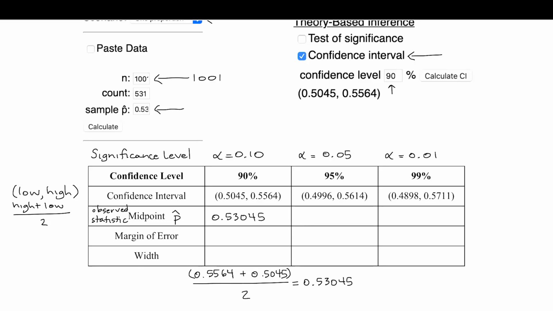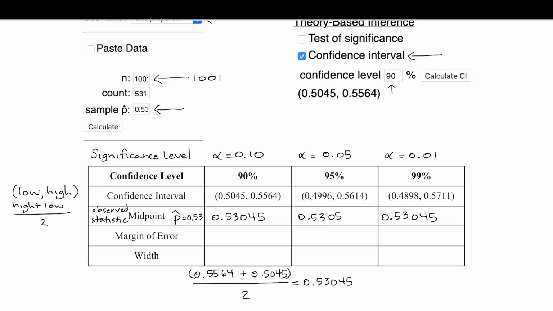Then again, you should pause the video, find the midpoint for each of the other confidence intervals by adding the 2 endpoints and then dividing that by 2. In the case of the 95% interval, you should get 0.5305. In the case of the 99% interval, you should once again get 0.53045. And I just want you to notice that these are almost the same as the statistic p-hat of 0.53.